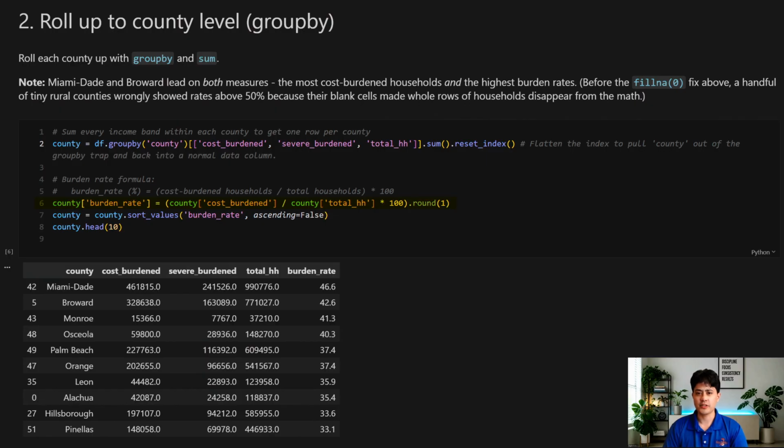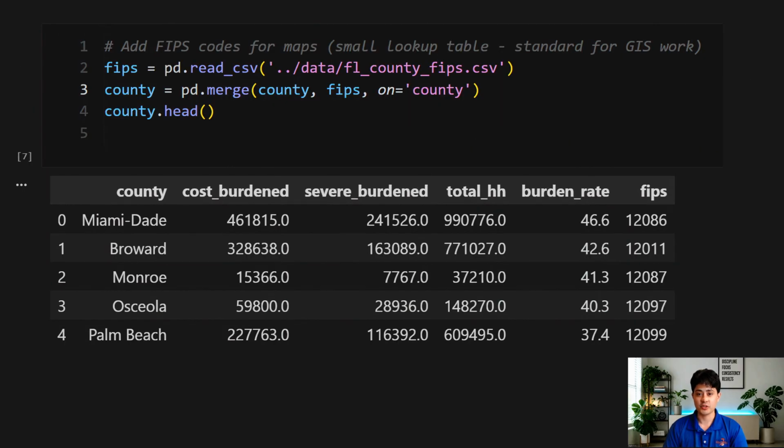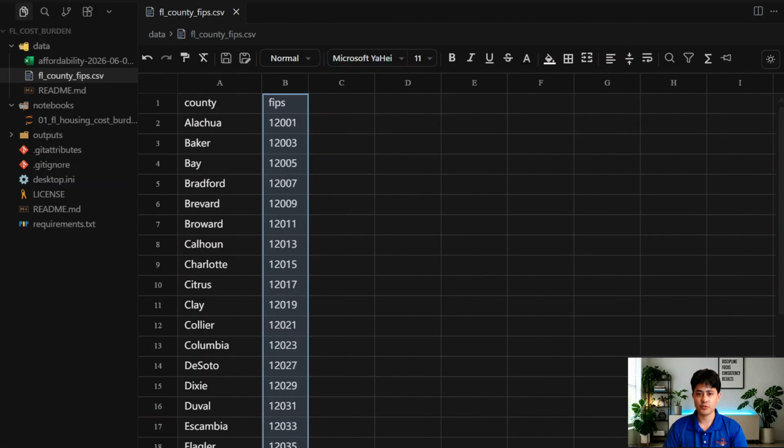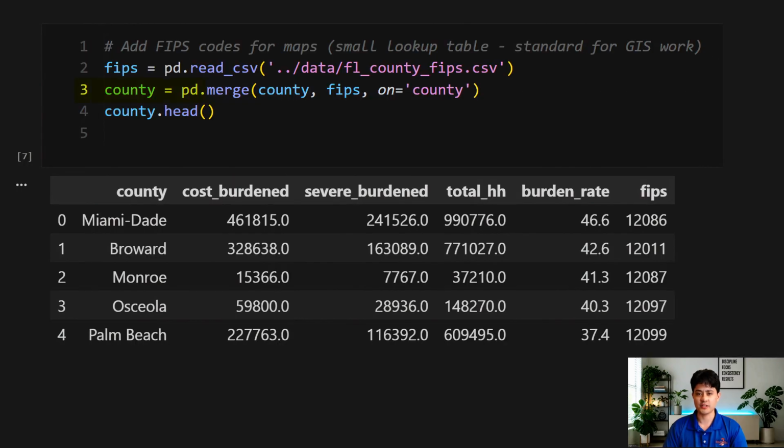To prepare this dataset for spatial visualization without manually mapping strings, cell 7 acts as our bridge to GIS. I read in a standardized Federal Information Processing Standards (FIPS) lookup table for Florida's 67 counties and execute a relational inner join using Pandas merge on county. This ensures every row carries a precise 5-digit string identifier required for choropleth mapping geometries.